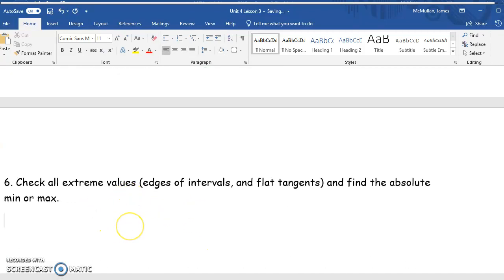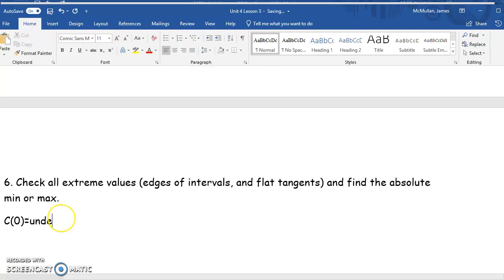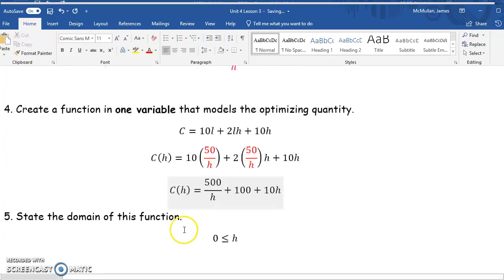We know that we are interested in any critical points. We're interested in the cost when we have a height of 0. Which, of course, we just go back up into our function. It's very simple to look at this function. If I sub in 0, I'm going to get 500 over 0, which is undefined, so that's not going to be my answer. My other option is to look for a critical point.